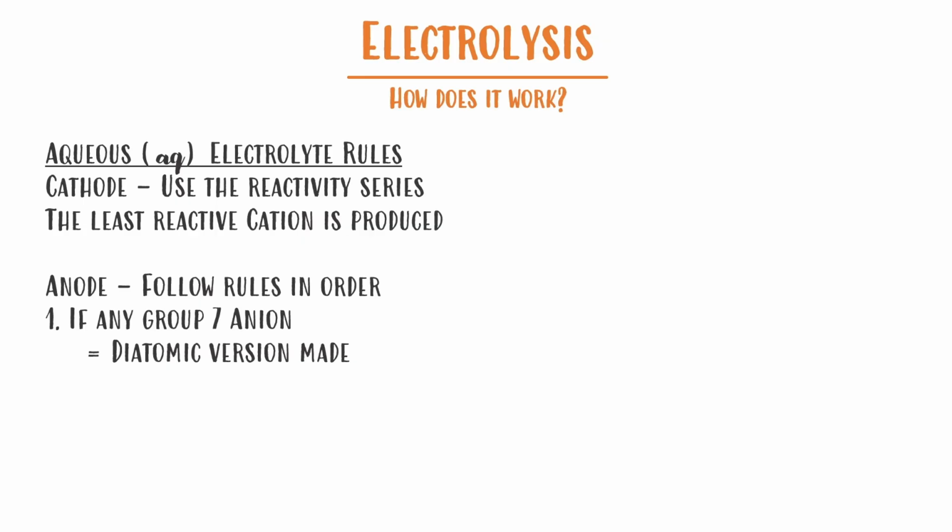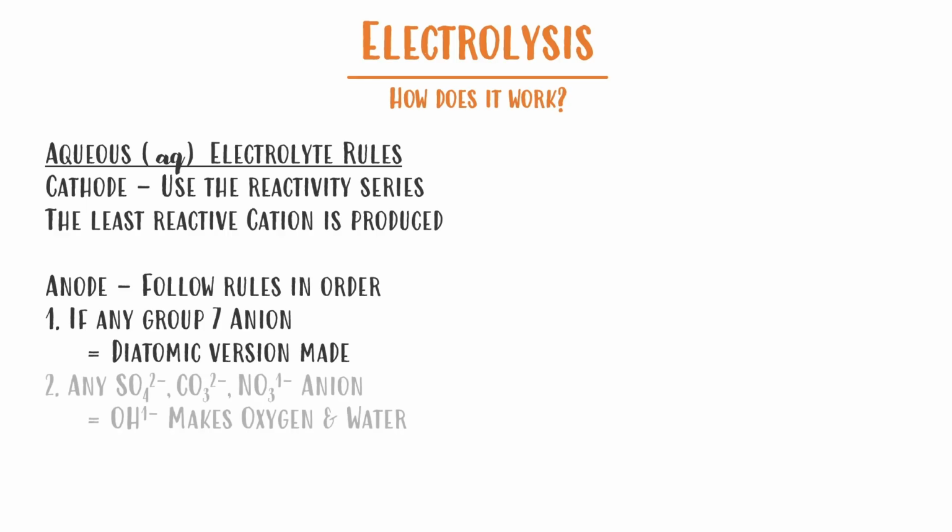And if you haven't got any group 7 anions, then we'll look at rule number 2, where you'll have a sulphate, a carbonate, or a nitrate. And if this is the case, the hydroxide ion that is present will produce oxygen and water. And we will have a look at applying this.